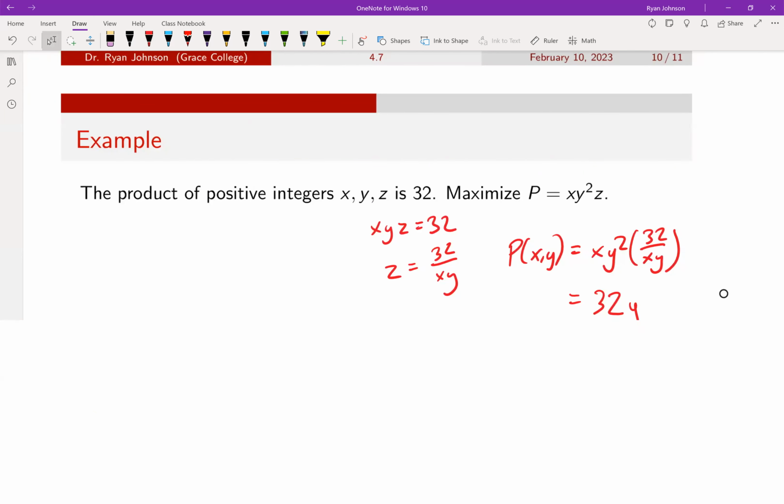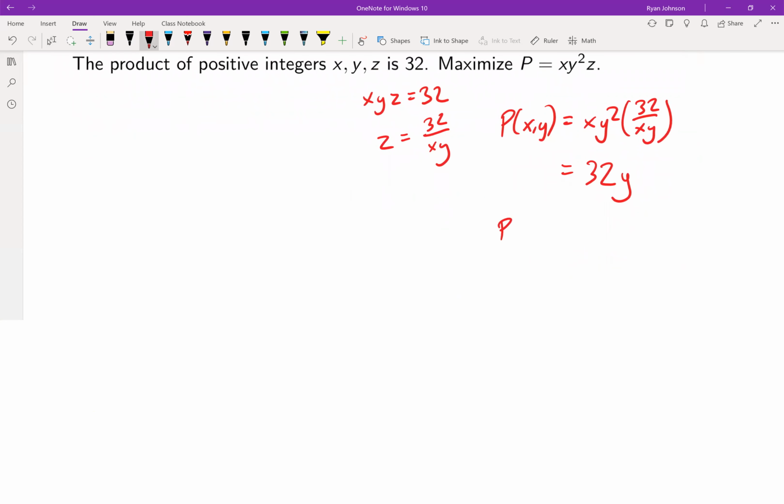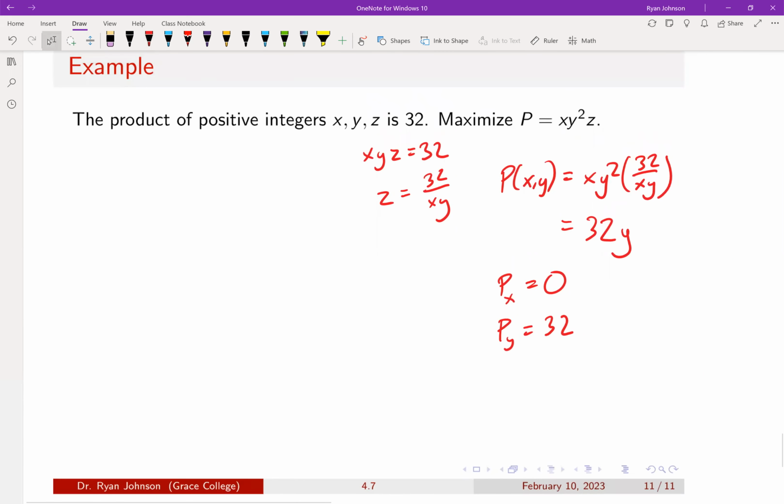So then that means that px equals 0 all the time, py equals 32, which is 0 none of the time. I think that this is the wrong question. I think it was supposed to be the sum of x, y, and z. That would make way more sense.